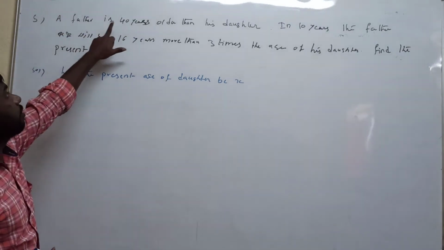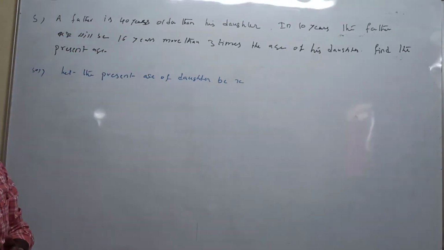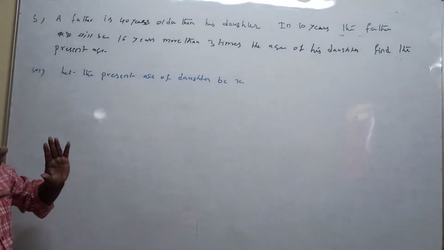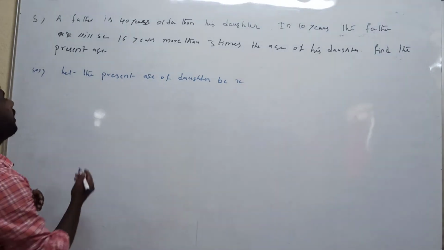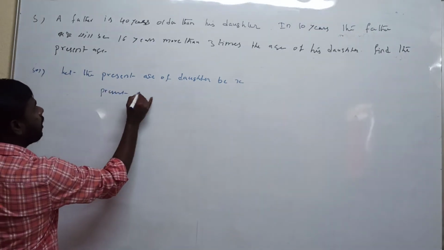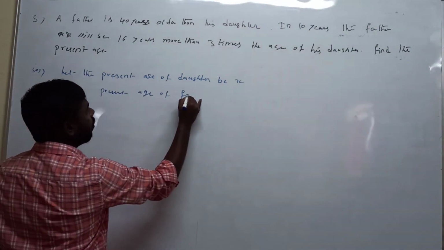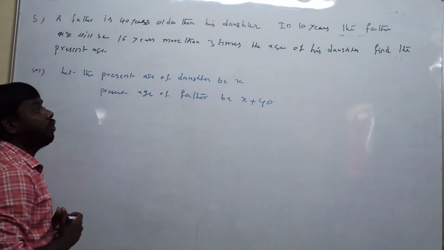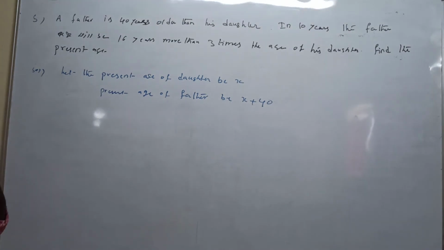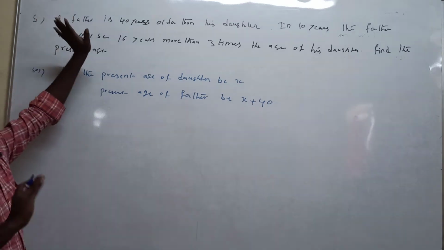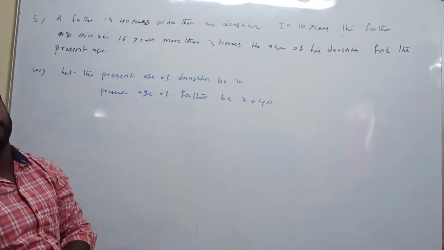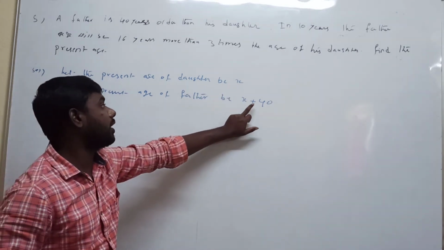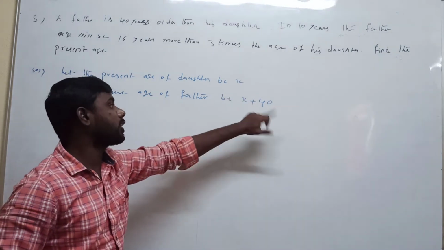A father age is 40 years older than his daughter, means present father is 40 years older than daughter age, means present age of father be x plus 40. So how do we get x plus 40? We don't know the present age of the daughter. That's why we are assuming the present age of the daughter is equal to x. But given a father age is 40 years more than daughter age, means x plus 40.